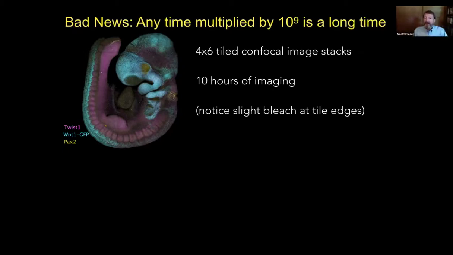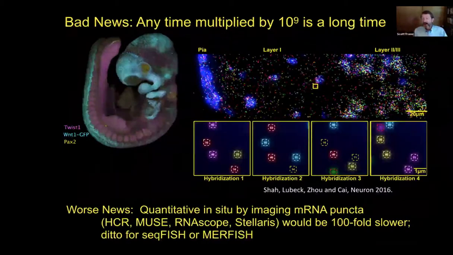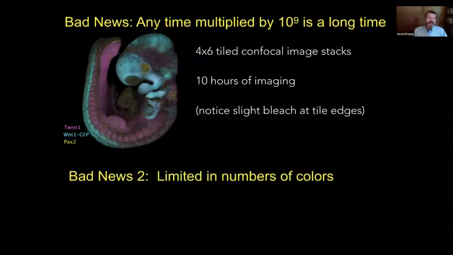And of course, what we'd like to do is image at much higher power to look at the individual dots I showed you before for the Muse reaction product. For doing HCR or Muse or RNAscope or Stellaris or any of the other fluorescence in situ techniques, this would have to be much slower. So that 10 hours would be an impractical amount of time if we needed to go at high power. So that's one limit. The other limit is what we'd really like is to be able to tag quite a bit more per imaging session. So we'd like a larger number of colors.